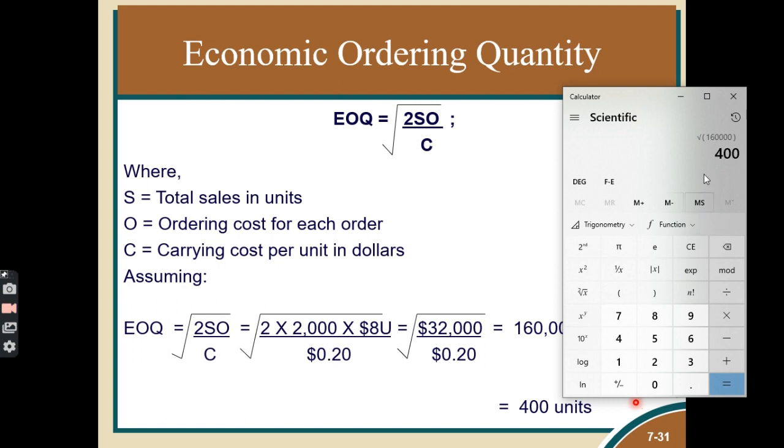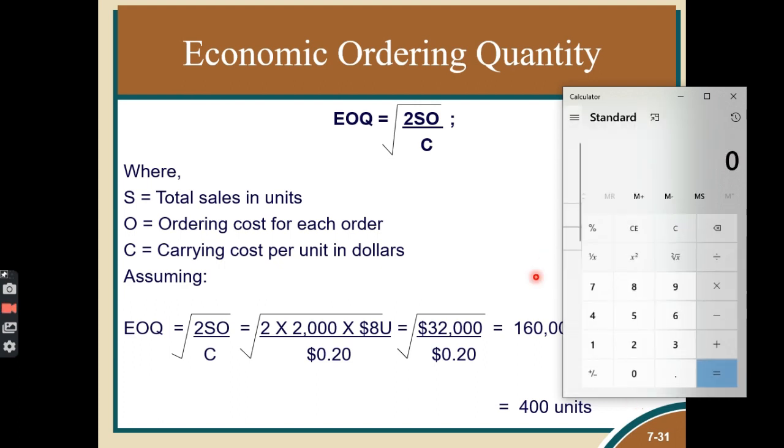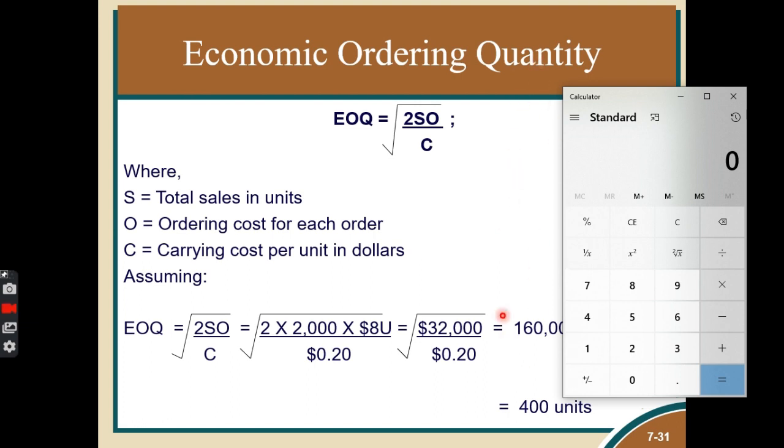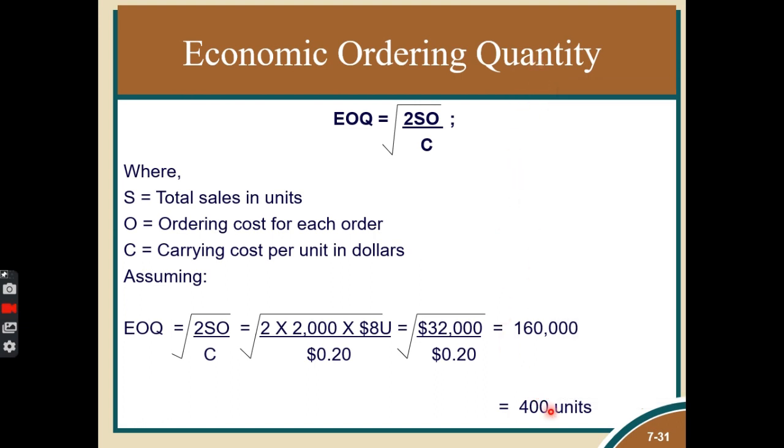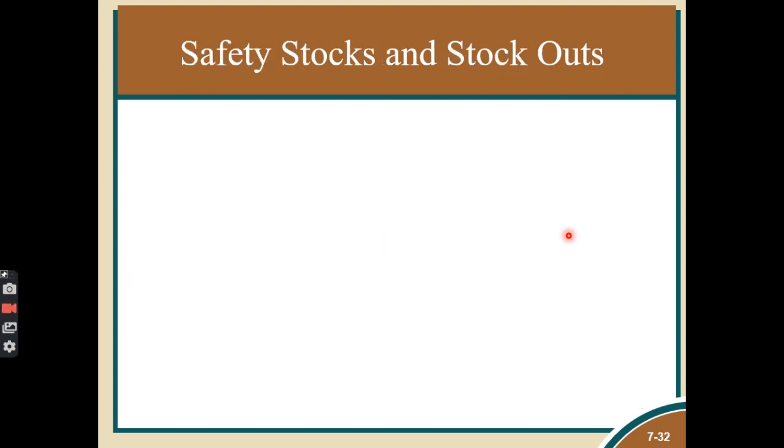Okay, so the square root of 160,000 is actually 400. So basically, it means that this solution is correct. The economic order quantity, or the most efficient number of units for every order, should be 400 units. So you're going to simply follow this formula for you to determine the number of units that you're supposed to order.